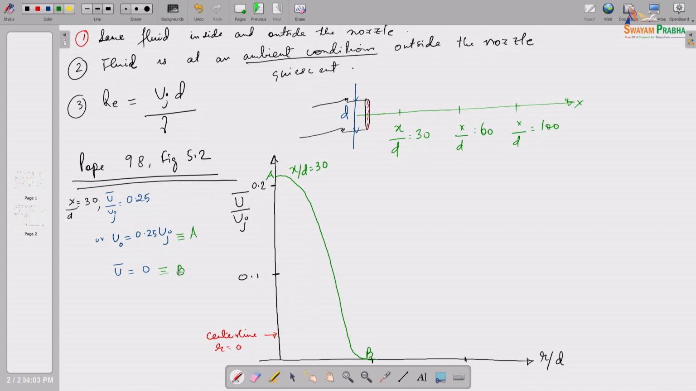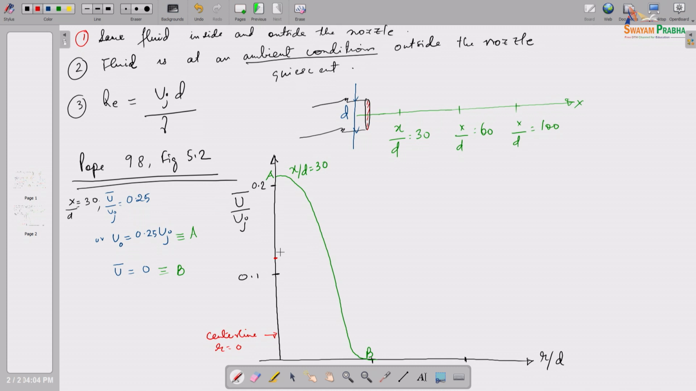Now, how do I find r half? Now, r half is where we get the velocity which is 1/2 of the centerline velocity. So, what is the centerline velocity here? It is u naught, which is at A. So, I should get 1/2 of that. How do I get 1/2 of that? Let us see. I am going to mark all the r halves by the red. Now, I should get half of that.